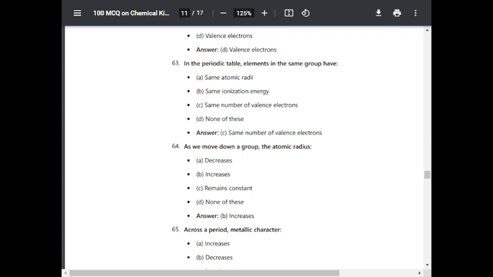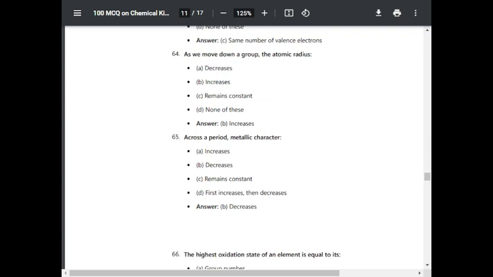Question number 64. As we move down a group, the atomic radius, option A, decreases, option B, increases, option C, remains constant, option D, none of these. As we move down a group, the atomic radius increases. Option B is correct. Question number 65. Across a period, the metallic character, option A, increases, option B, decreases, option C, remains constant, option D, first increases then decreases. The correct answer is B, decreases. Across a period, the metallic character decreases.